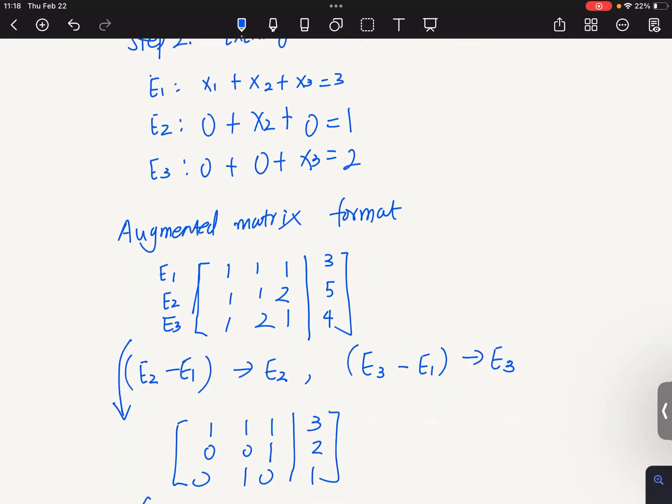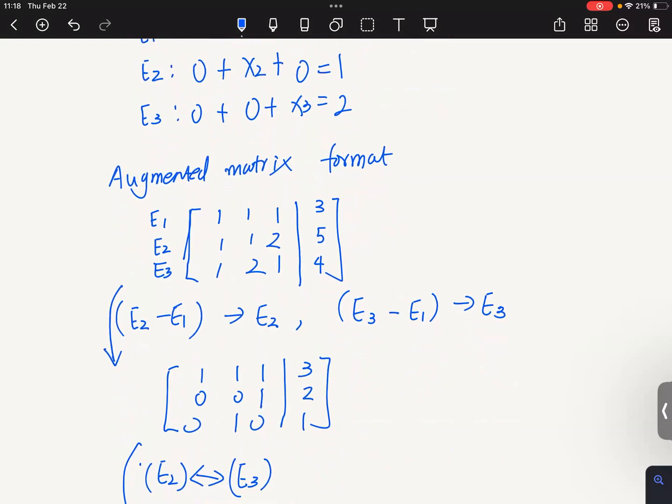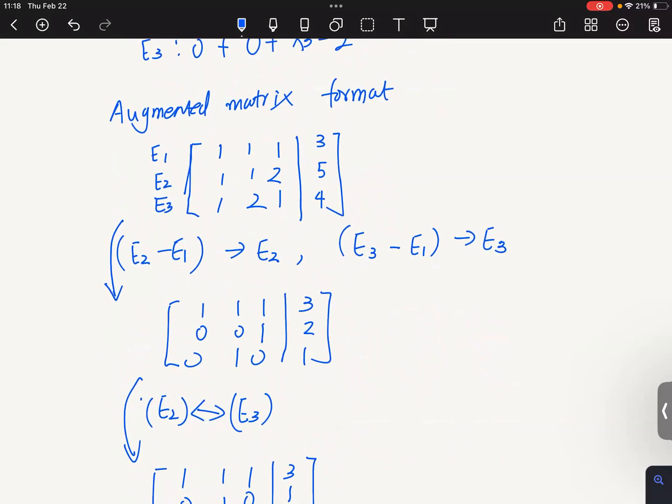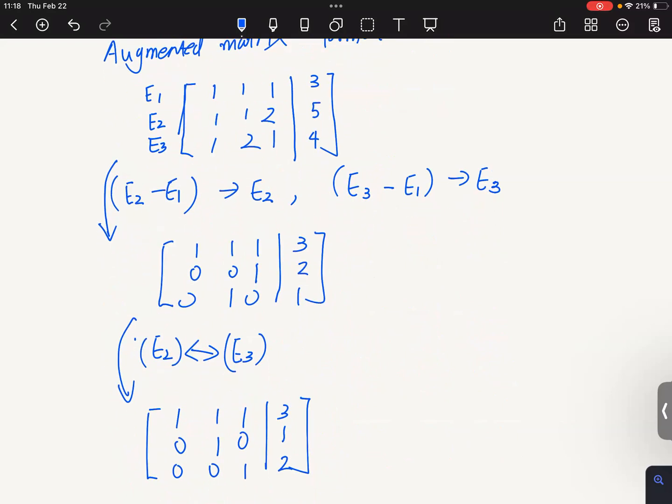It looks like this. We use some row operations. You can do subtractions, you can exchange the rows, you can do some additions as well, and do some operations between the rows to get equivalent systems of equations. The desired system of equations looks like this.